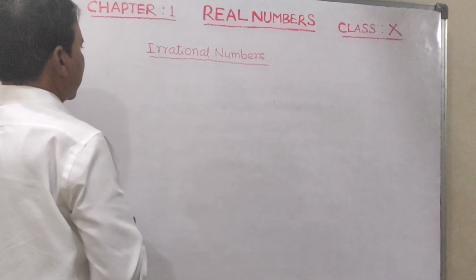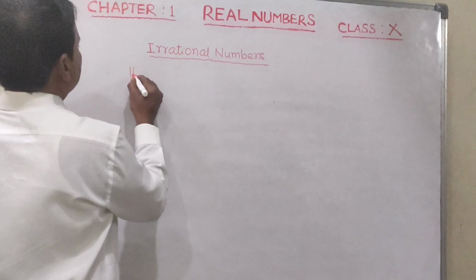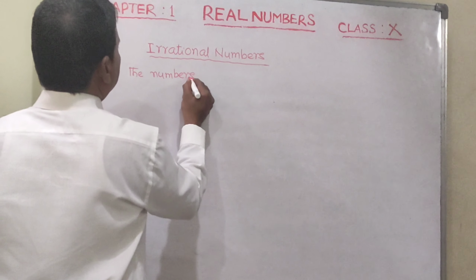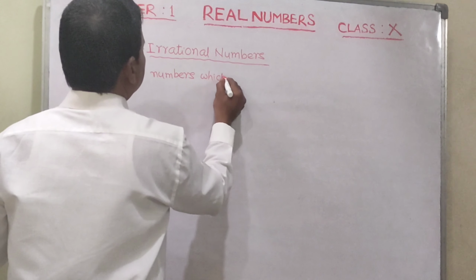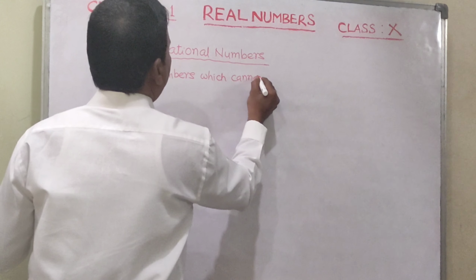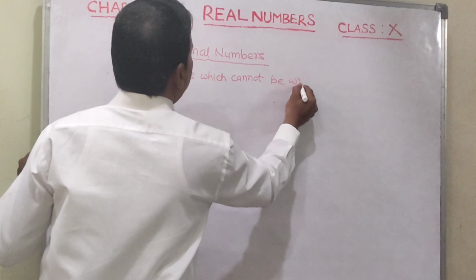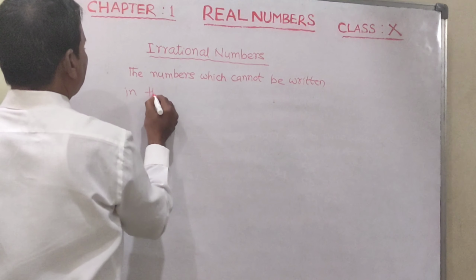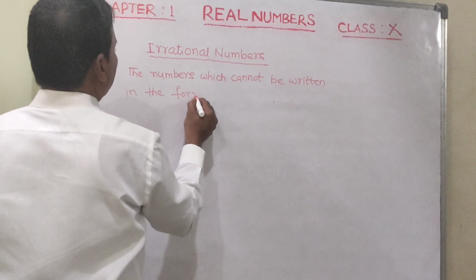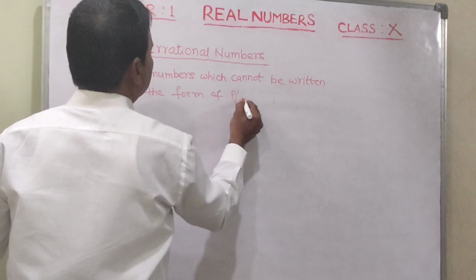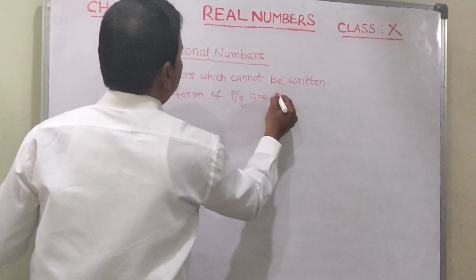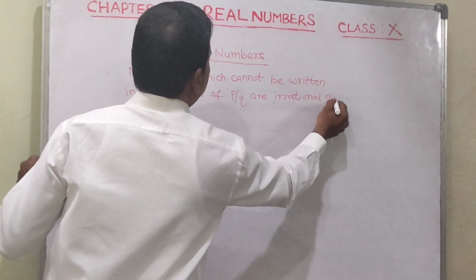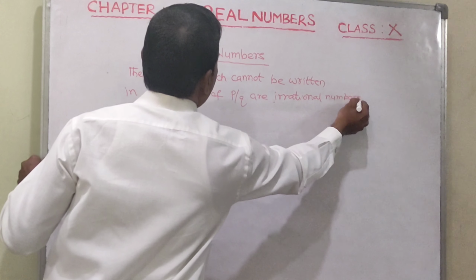What are irrational numbers? As you already know, the numbers which cannot be written in the form of p by q are called irrational numbers. These numbers cannot be written in the form of p by q.